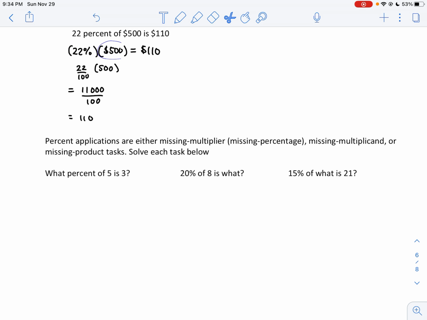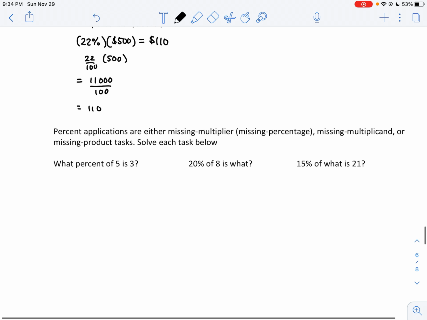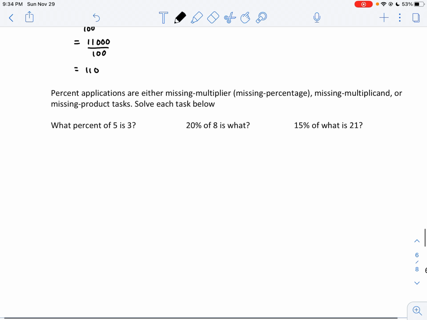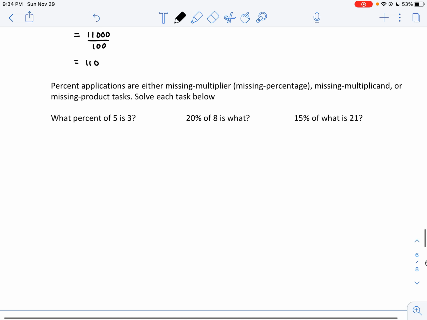So there are three components in a multiplicative statement, right? Multiplier, multiplicand, or product. Given any two bits of this information, you should be able to find the third. And hence those are your three different percentage tasks, generally, that we have.